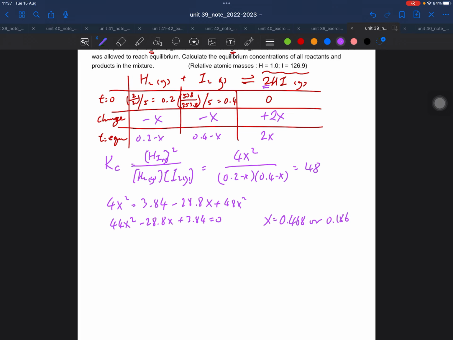So which one should I reject? And now, again, as I say, you should use your own chemical knowledge. At first, I only have 0.2 mole per dm cube of hydrogen. So how can I lose 0.4, right? It doesn't make sense. If this were possible, then at the end, both hydrogen and iodine concentrations would be negative. So this one should be rejected.